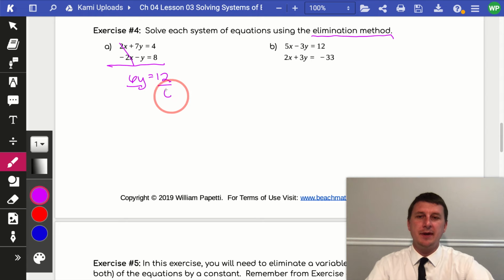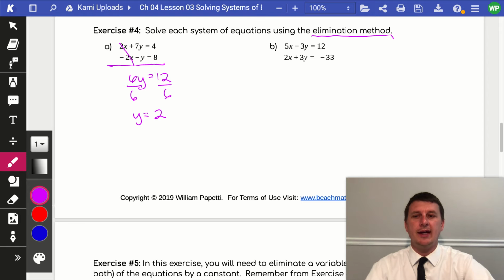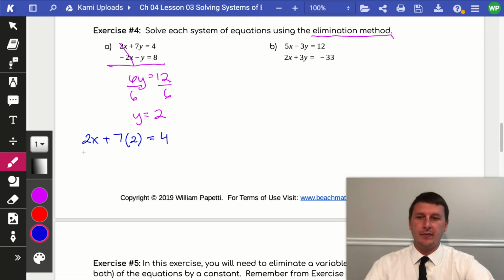So we're going to divide this by 6 and we're going to get y equals 2. But remember from our last exercise, we're not yet done. We have to take this y value and we have to substitute it into either one of these equations to get our x value. So I'm going to choose the top equation where it says 2x plus 7y, but instead of y, I'm going to insert this 2 that I just found is equal to 4. So I'll get 2x plus 14 equals 4. And then I'm going to solve this by subtracting 14. I will arrive at 2x is equal to negative 10, and I will divide that by 2 to get an x value of negative 5.